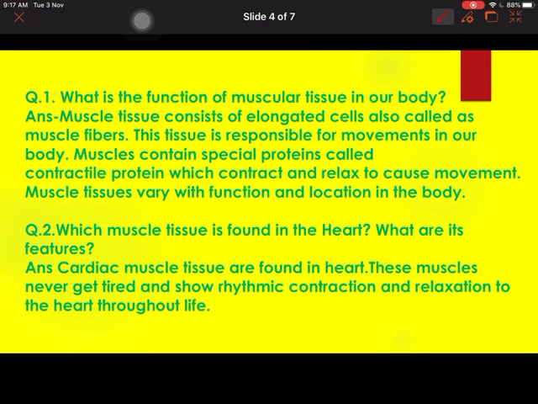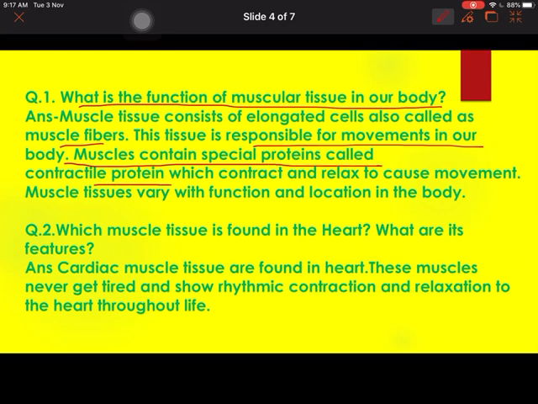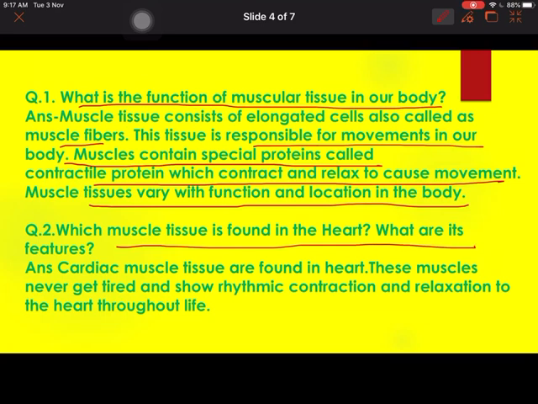So see the question answers. First, what is the function of muscular tissue in our body? Muscular tissue consists of elongated cells called muscle fibers, and this tissue is responsible for movement in our body. Muscles contain a special protein called contractile protein which contracts and relaxes to cause movement. Muscle tissue varies with function and location in the body. Question number two: which muscle tissue is found in the heart and what are its features? Cardiac muscles are found in the heart, and the feature is that they never get tired and show rhythmic contraction and relaxation throughout life.